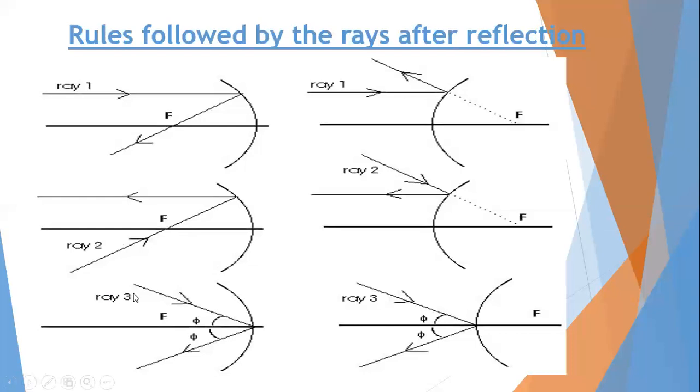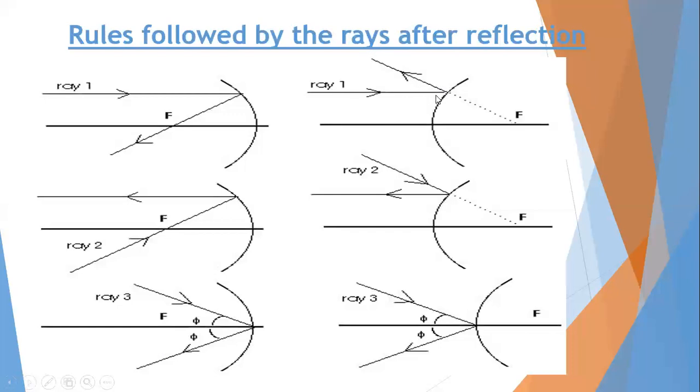In the third ray, a ray which strikes at the pole of the concave mirror, after reflection makes an angle of reflection equal to the angle of incidence, obeying the laws of reflection. In the convex mirror, the same thing: a ray which is parallel to the principal axis strikes the convex mirror, and after reflection it diverges in this direction.